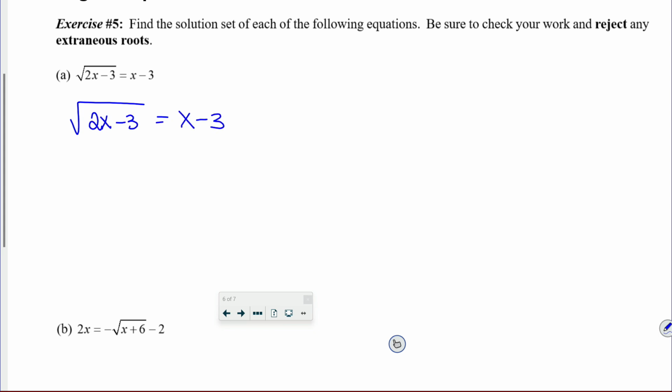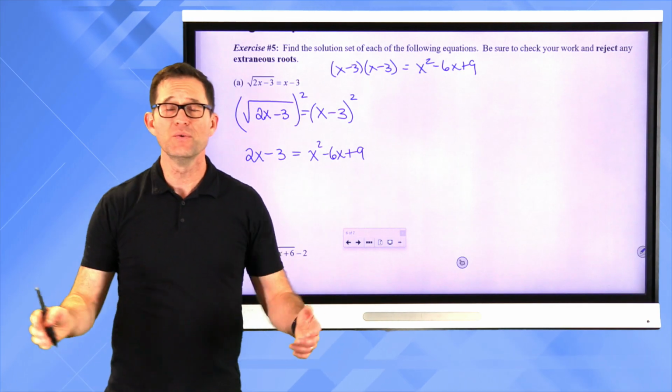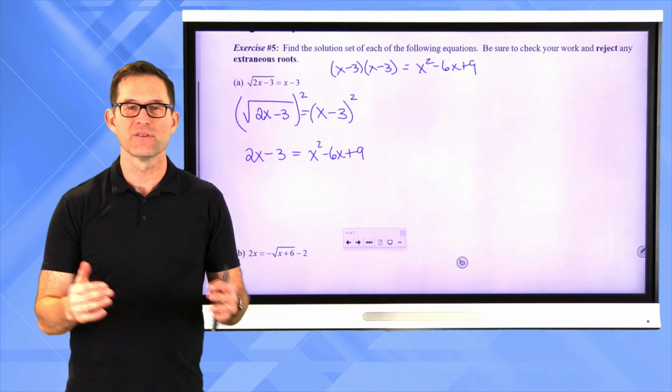Then I'm going to square both sides. The reason is that squaring a square root gets rid of it. Now, this one I have to do a little bit more work on. Off to the side of my paper, I do x minus 3 times x minus 3, and I get x squared minus 6x plus 9. Okay. And then I go into the zero product property. I have to get everything equal to 0, factor and solve.